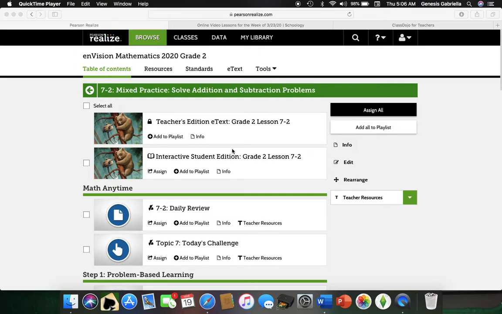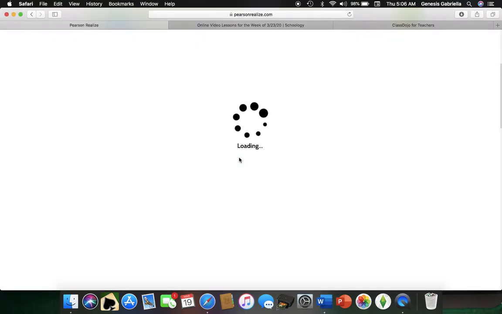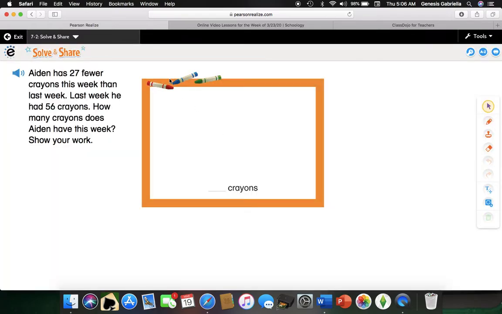Today we're going to be reviewing 7-2 and continue practicing addition and subtraction problems. So to start off, we're going to go ahead and do our solve and share. Our solve and share for today says Aiden has 27 fewer crayons this week than last week. Last week he had 56 crayons.